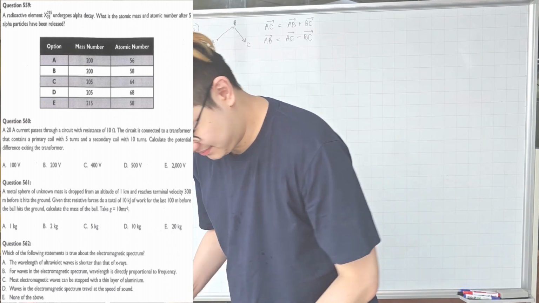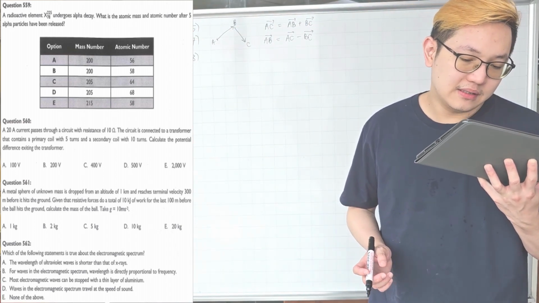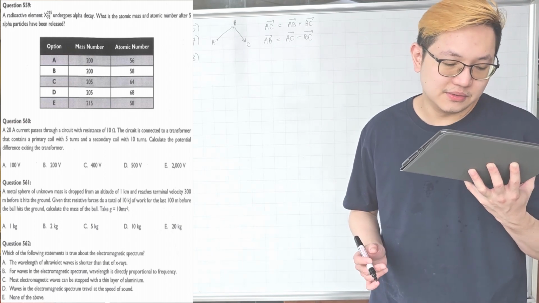Now, question 558. The acceleration due to gravity on the Earth is 6 times greater than that on the Moon.